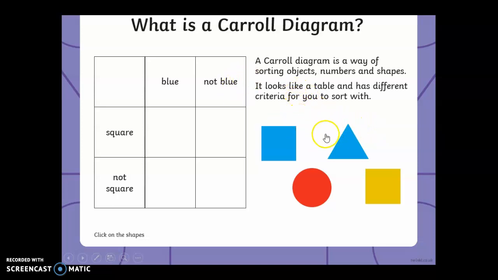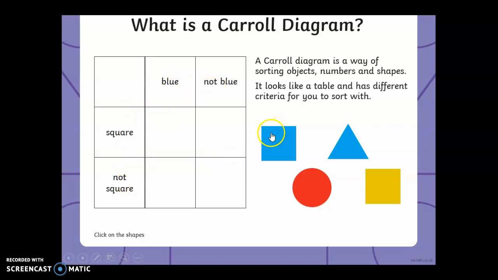When we talked about the Carroll diagram, we said that it is another way of sorting information, organizing information. And over here we have written: a Carroll diagram is a way of sorting objects, numbers, and shapes. It can be anything in reality. In this case, we're going to sort shapes out. It looks like a table and has different criteria for you to sort with. The criteria are over here. Most of the time, we have 4 different criteria. In this case, they're blue, not blue, square, and not square.